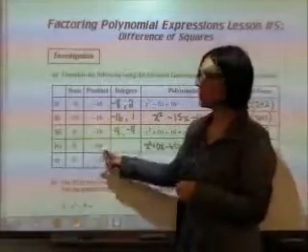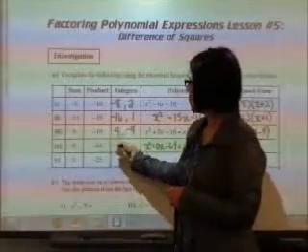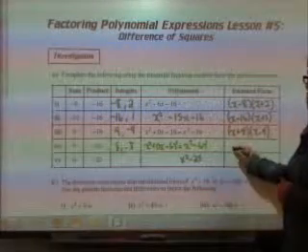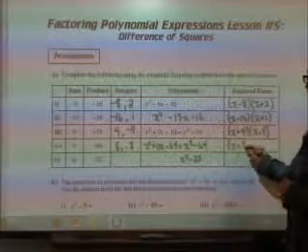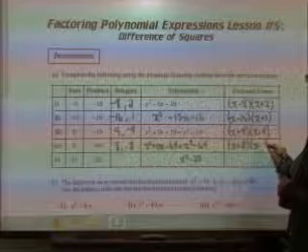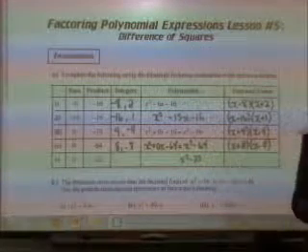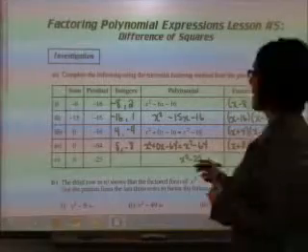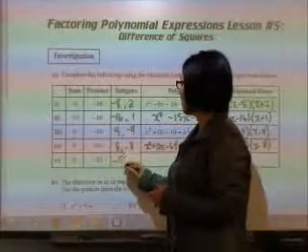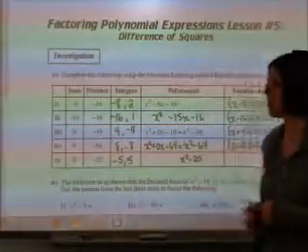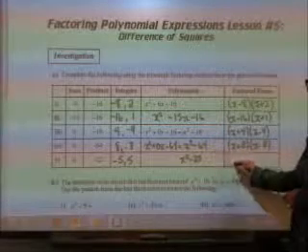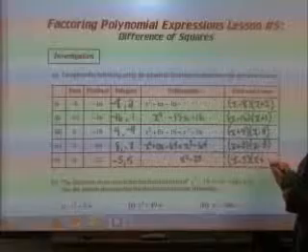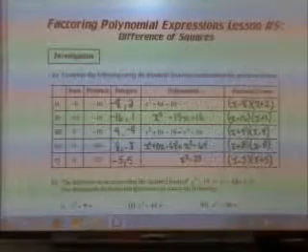So the two numbers for row 4 would be a positive 8 and a negative 8, which would give me x plus 8 and x minus 8 in factored form. And then the last one would be negative 5 and positive 5, or positive 5 and negative 5. Order is not important. So I'd get an x minus 5 and an x plus 5 for my factored form.